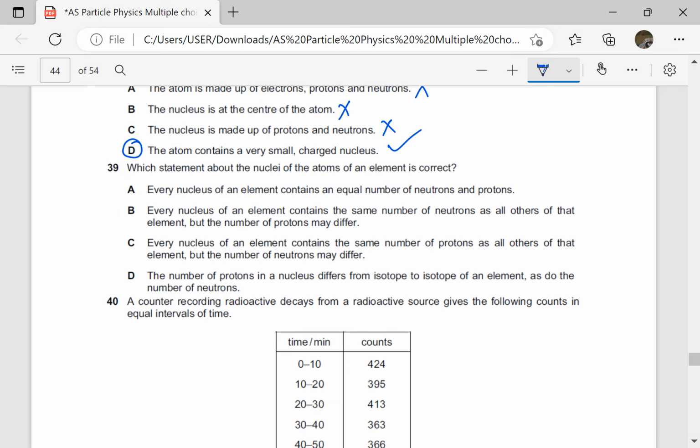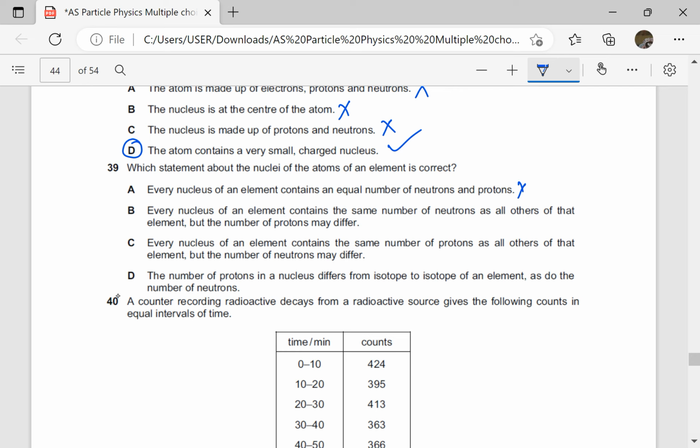Which statement about the nuclei of atoms of an element is correct? Every nucleus of an element contains an equal number of neutrons and protons. That is not true. Sometimes the number of protons is greater than the number of neutrons, or the reverse.